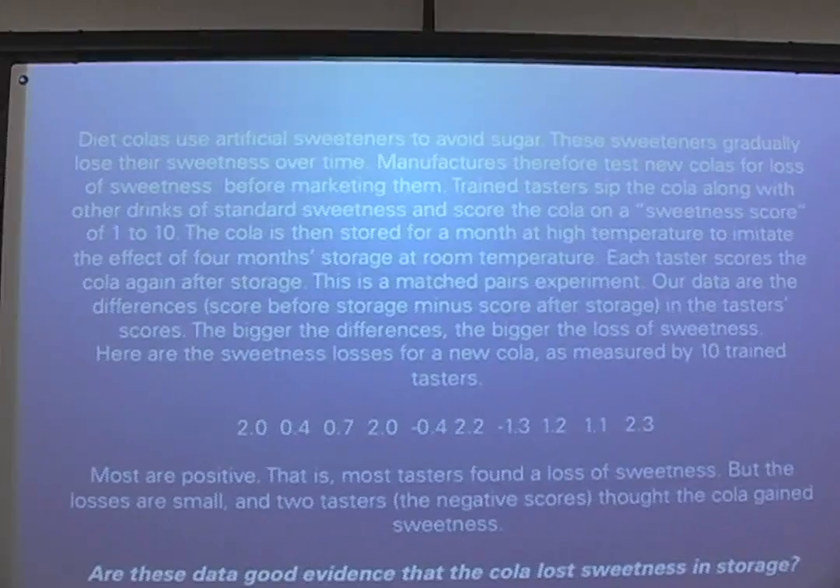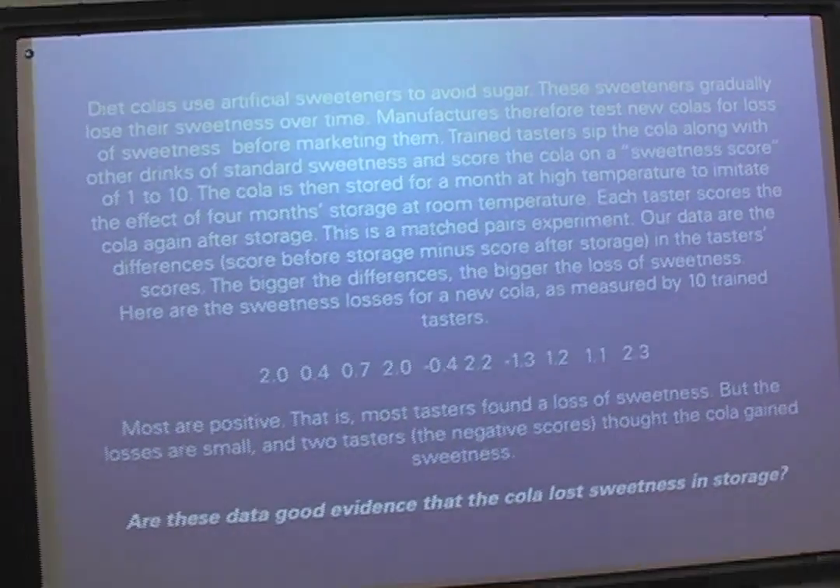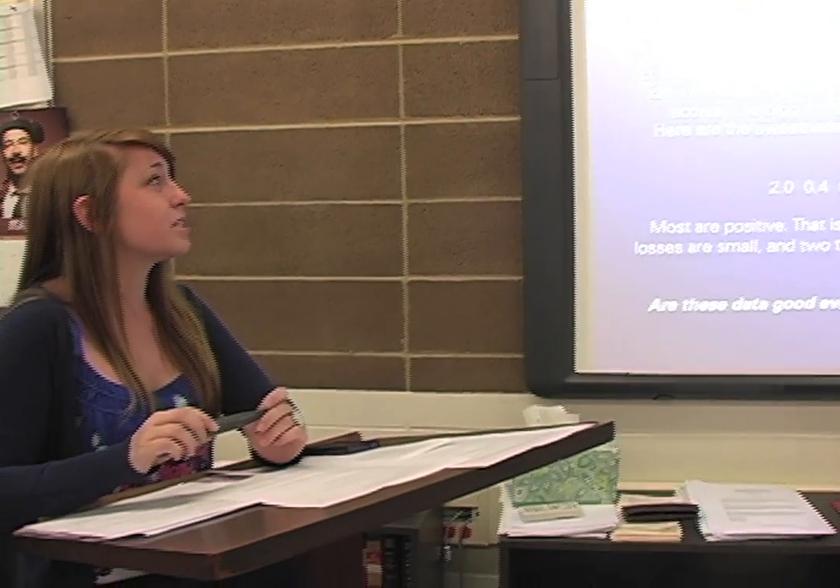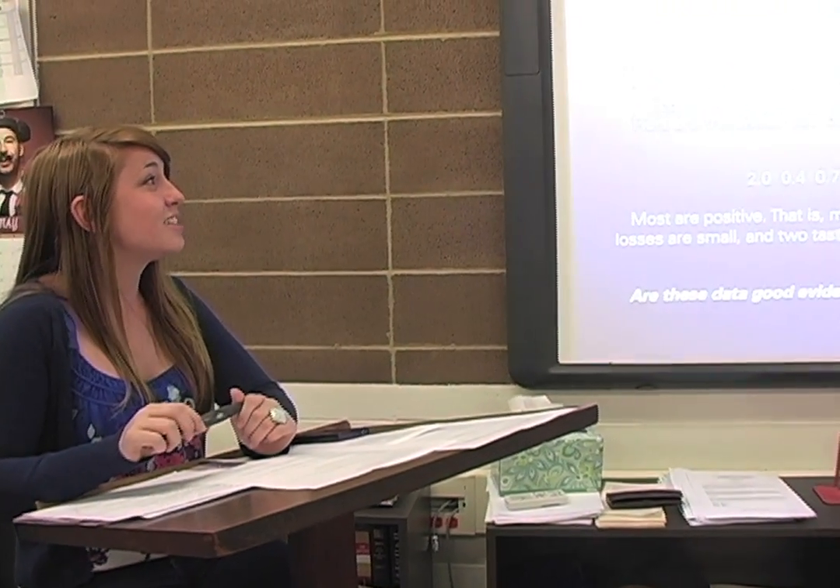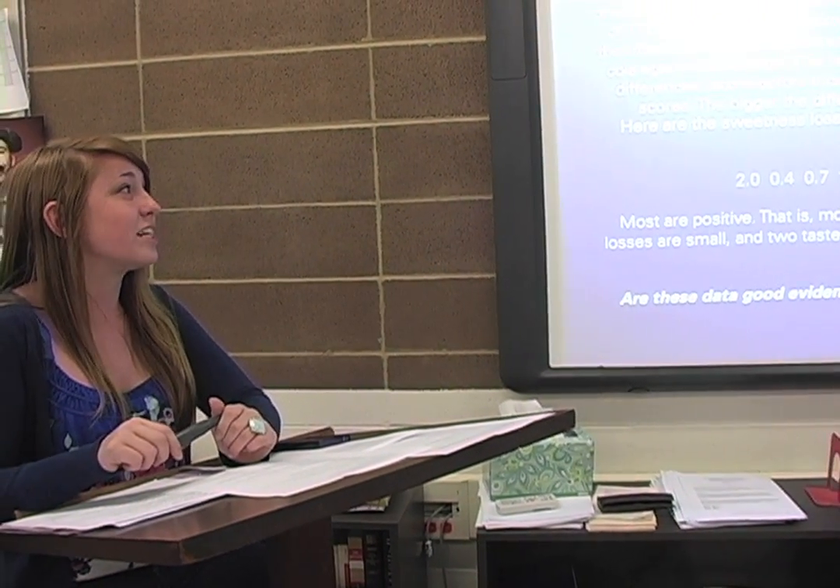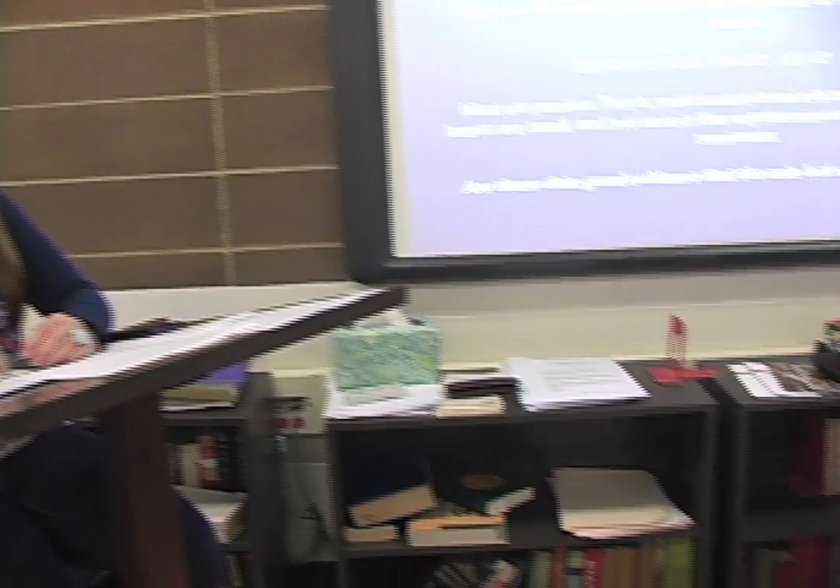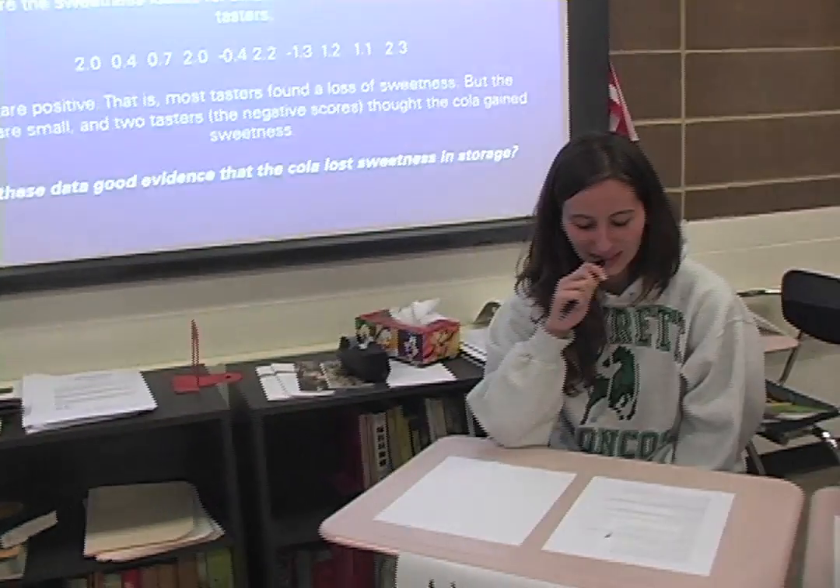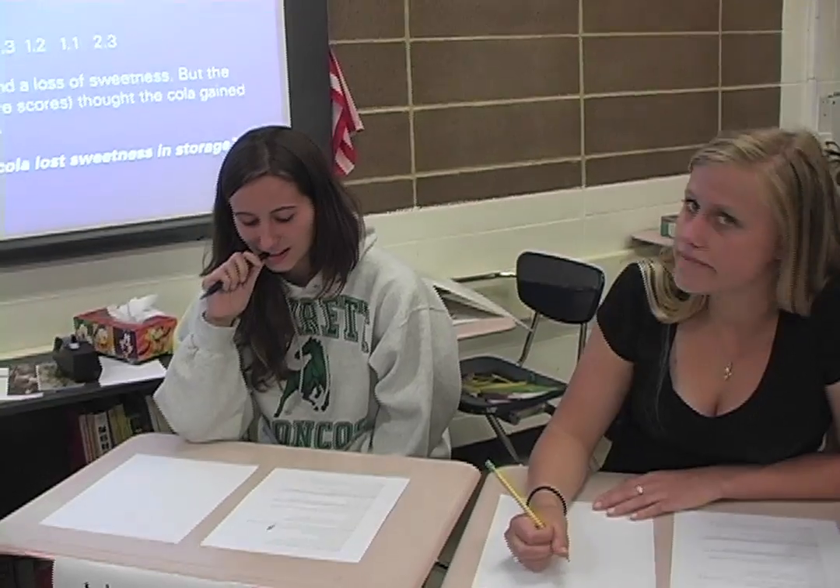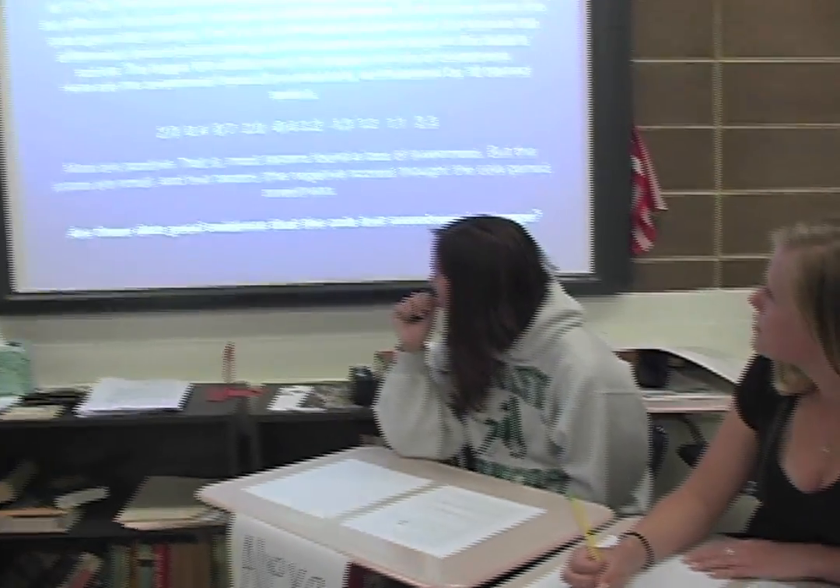Diet colas use artificial sweeteners to avoid sugar. These sweeteners gradually lose their sweetness over time. Manufacturers, therefore, test new colas for loss of sweetness before marketing them. Trained testers sip the cola along with other drinks of standard sweetness and score the cola on a sweetness score of 1 to 10. The cola is then stored for a month at high temperatures to imitate the effect of 4 months storage at room temperature. Each taster scores the cola again after storage.